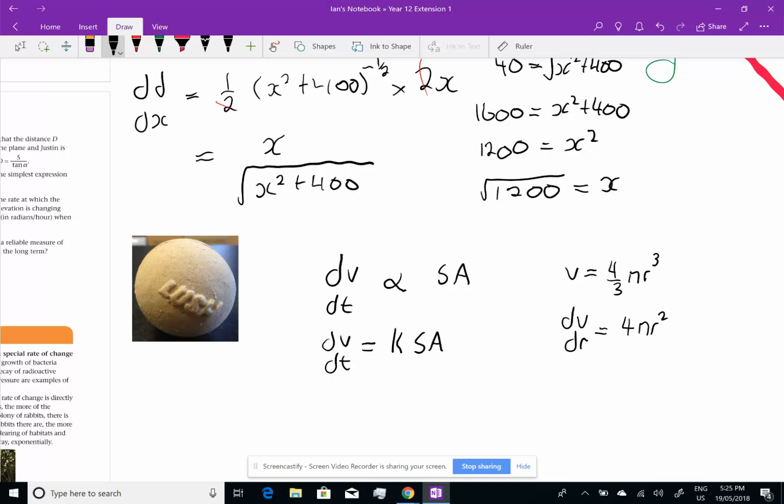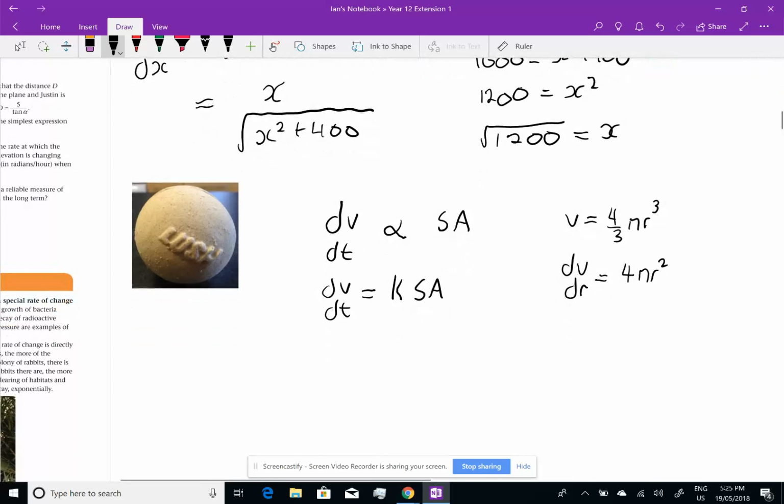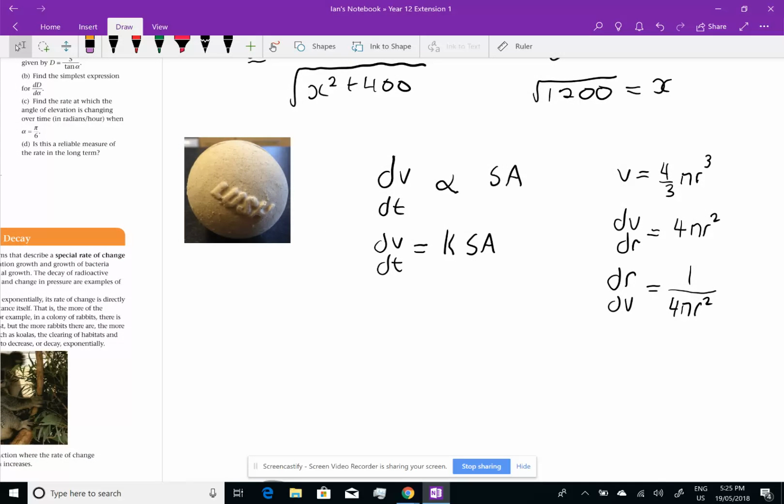Now, we've got dV/dt, we've got dV/dr. We need to find dr/dt. So I think I'm going to have to turn this upside down. So dr/dV equals 1 over 4 pi r squared. Now let's see what we've got. We want dr/dt, and we want to show that it's a constant.